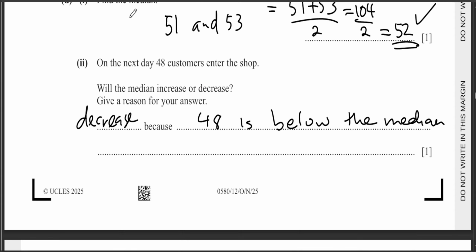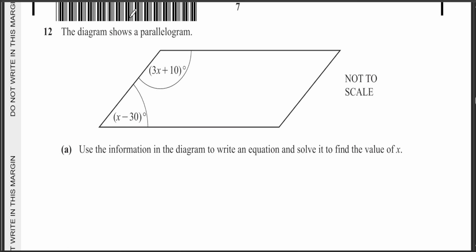Now let's go to the other question. The diagram shows a parallelogram. Use the information in the diagram to write an equation and solve it to find the value of x. Obviously this is a parallelogram. Adjacent angles add up to 90 degrees. So if I take x minus 30 plus 3x plus 10, it is equal to 90.